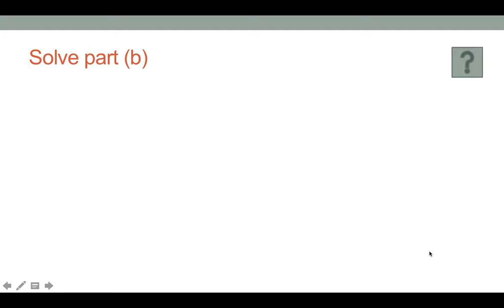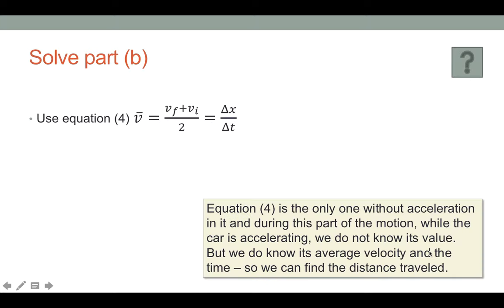Okay, hopefully you picked one. The one I would suggest using is actually the last one, equation 4. And the reason is that equation 4 is the only one that does not include acceleration. And at this point in the motion, we don't know the acceleration. But we do know the initial velocity. That's the velocity that it had at the beginning of this interval, which is your 69 meters per second.